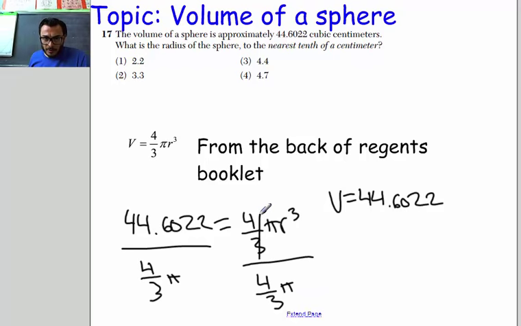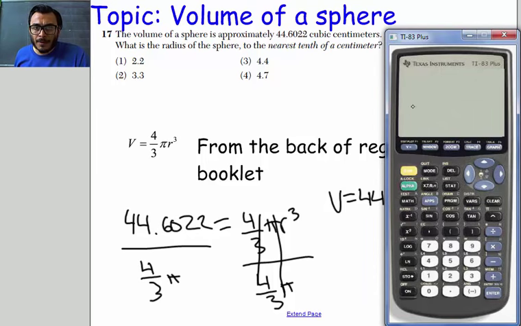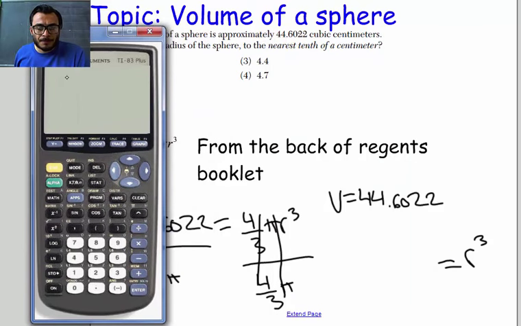That will cancel this out, and I'll be left with r cubed on the right side of the equation. So now, what's 44.6022 divided by 4/3 pi? Well, let's get our calculator for that. Let's put it to good use. So we have 44.6022 divided by, and what I want to do here is put the 4/3 inside parentheses. So divided by 4/3 pi, and I get this number.